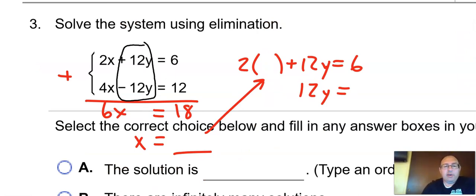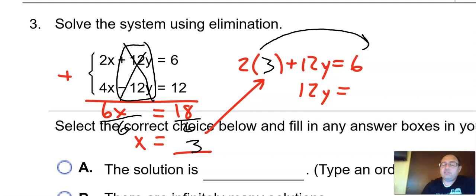Beautiful things are happening, right? I love it when we see those kind of things because that means when we add them together, those disappear and give me 6x equals 18. A little division by 6 gives me an x value of 3. Pick your favorite equation. I just chose the top one. It doesn't really matter to me what you choose. Plug that in. That's 6. If I take 6 away from the other side, I get 0.